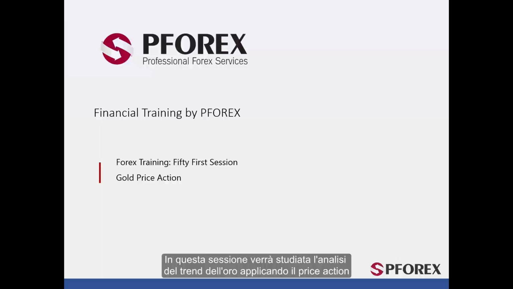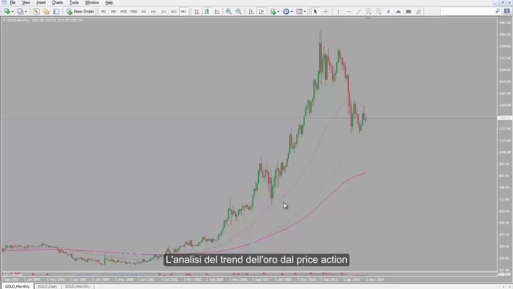In this session, gold trend analysis on the basis of price action will be studied. Gold trend analysis by price action.